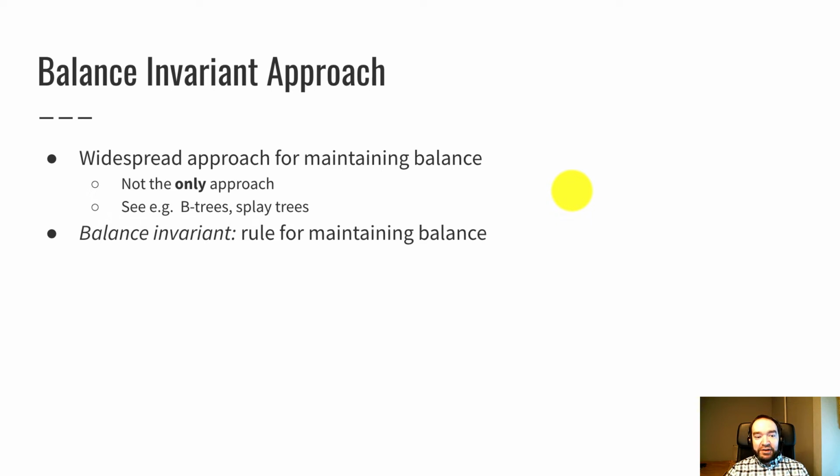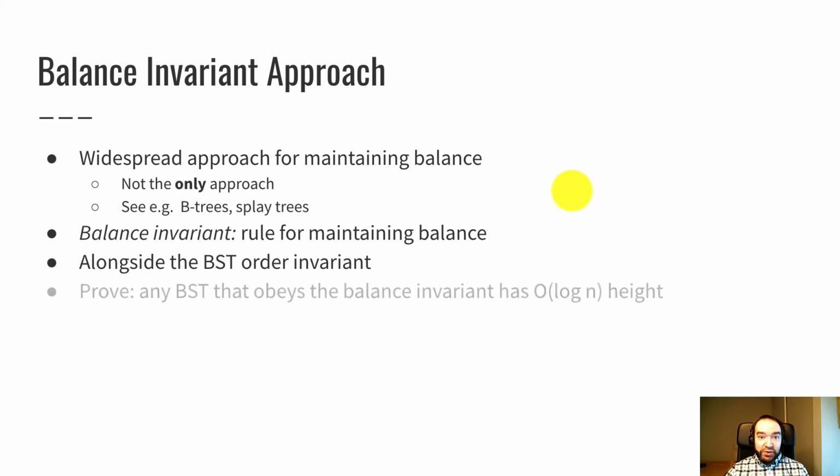A balance invariant is a rule for maintaining balance in the tree. This goes alongside the binary search tree order invariant that we've been working with for a while that says that all of the keys have to be in order, left to right. So what we do when we design a self-balancing binary search tree that uses this invariant approach is that we define for ourselves some rule for how the tree has to be shaped, and then we prove that any binary search tree that obeys that rule has logarithmic height.